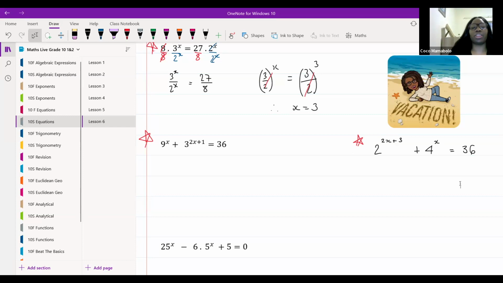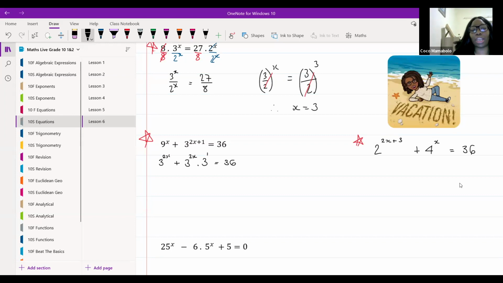Let's have a look at this first question that we've got on the left-hand side. I know that I can write 9 to the power of x as 3 to the power of 2x, plus, now I'm going to split this one over here into 3 to the power of 2x times 3 to the power of 1, is equal to 36. I'm going to keep the 36 for now. We'll come back to why we haven't written it as a product of its prime factors. It doesn't really matter at the moment.